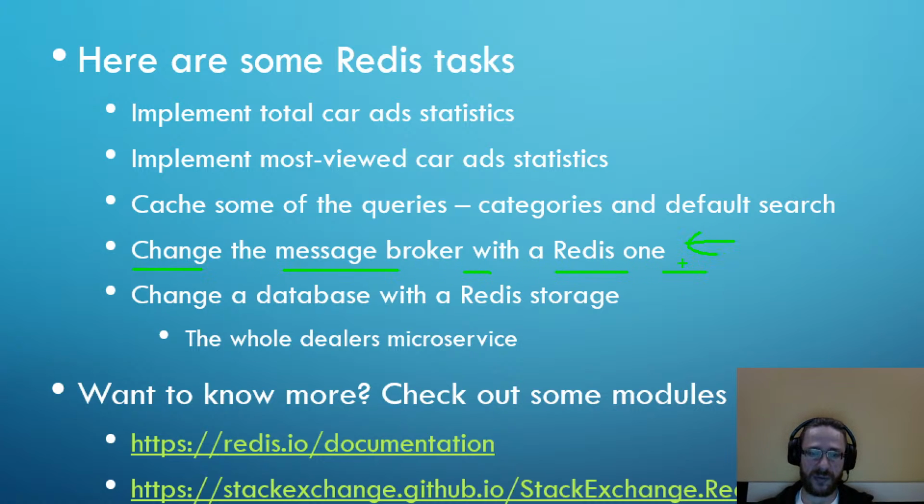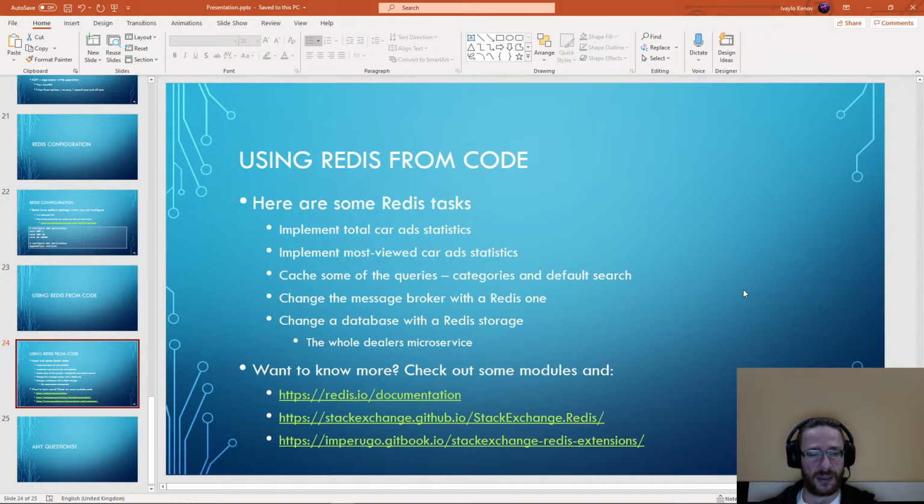That's not necessary because RabbitMQ is working great. But Redis has a publish subscribe pattern, which is good enough for simple scenarios. So if you want to use some publish subscribe without a lot of advanced options, you can choose Redis. And finally, if you're more adventurous, what we can do is change the whole database for the dealer's microservice with a Redis storage. This will be a lot more interesting.